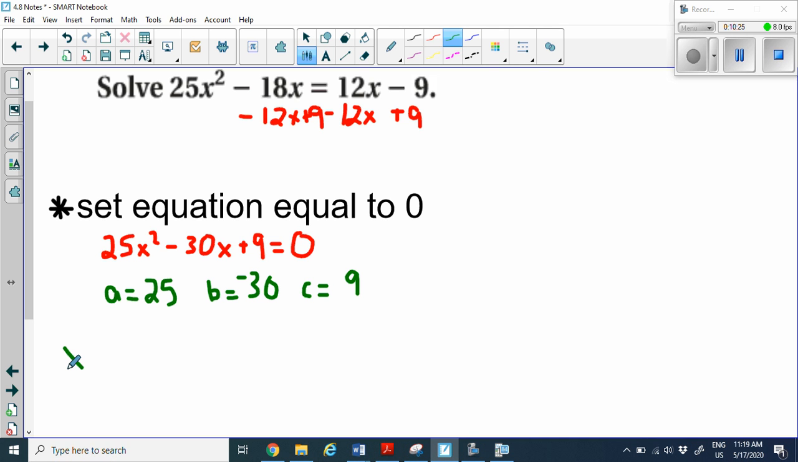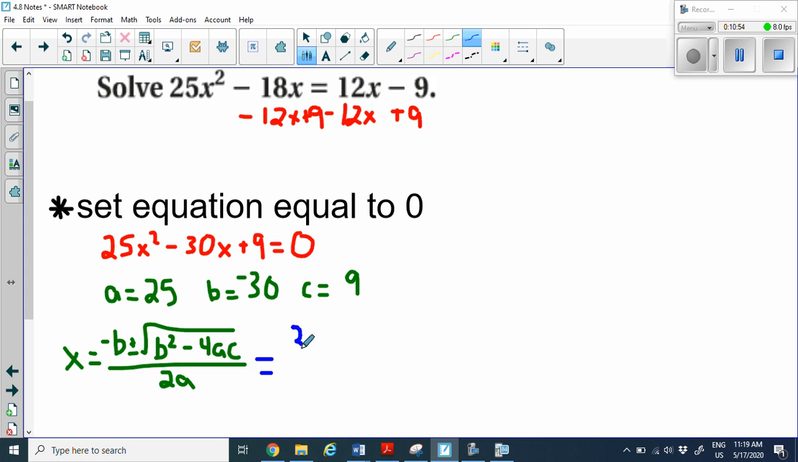So remember the quadratic formula: it's the opposite of b plus or minus the square root of b squared minus 4ac, or 4 times a times c, all over 2a. So now let's go ahead and plug those numbers in there. My opposite of b: notice it's negative 30, so the opposite sign would be a positive. So a positive 30 plus minus square root.